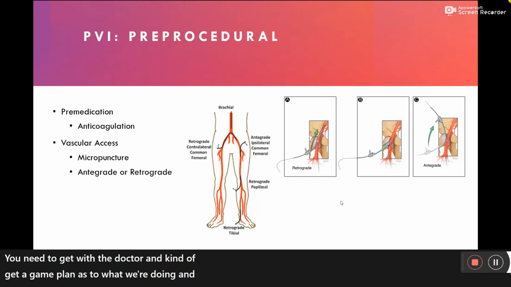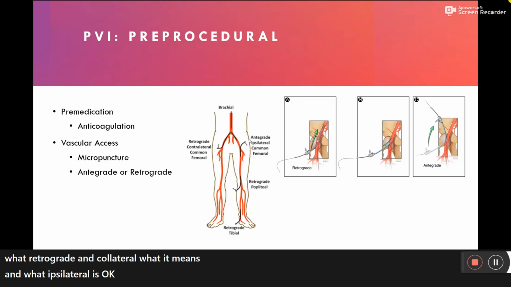But here, I want you to focus on the different access options, okay? And understand what retrograde and collateral mean, and what ipsilateral is, okay? And if we have access on the right, but we're going to fix the left SFA, then know the preferred approach is going to be a retrograde contralateral, okay?